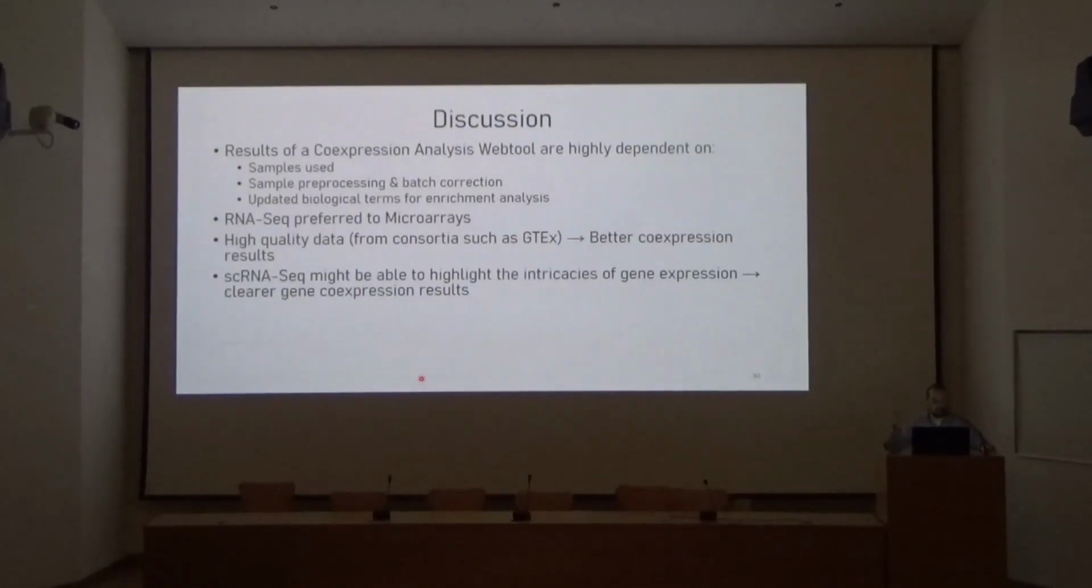And finally, as food for thought, single-cell RNA-seq data at this point might be able to highlight the intricacies of gene expression, as in the case of factor receptors. And thus, that could result in a more clear gene co-expression analysis, which means that we might also get higher correlations between genes.